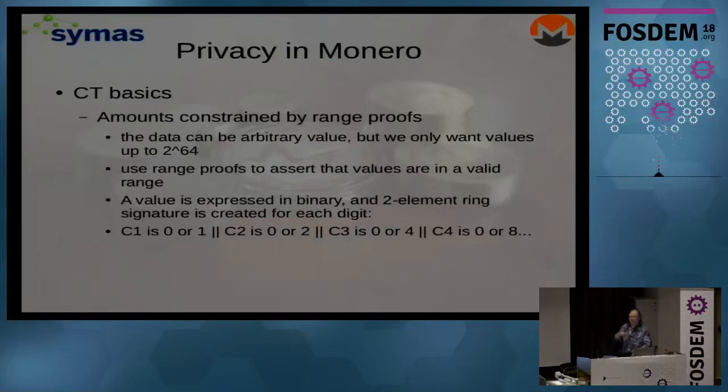And range proofs are another application of ring signatures, where you basically say each bit of the value could be this value or could be that value, but you don't know which.